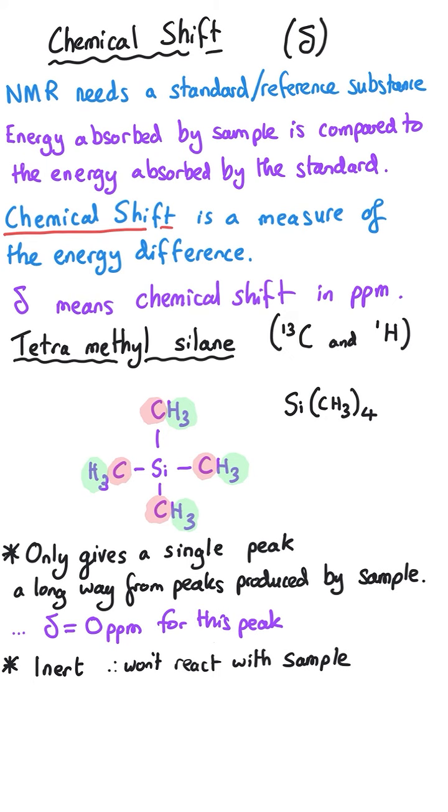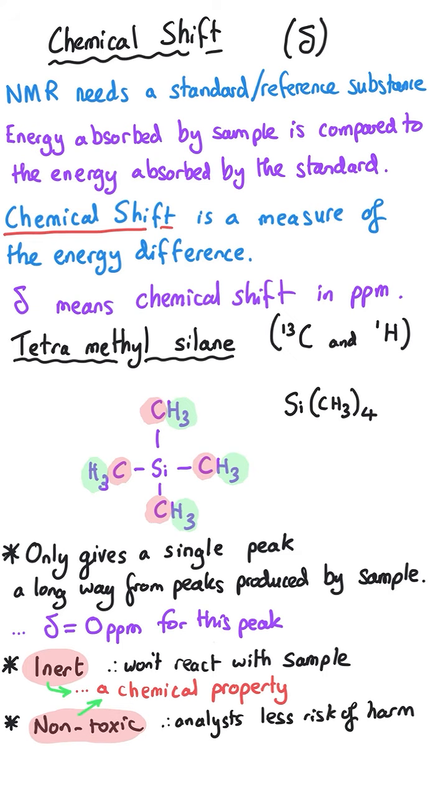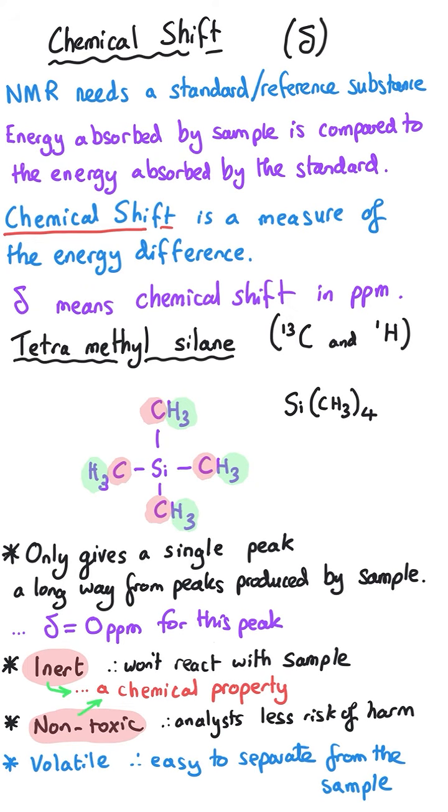So that's inert. Another reason is that it's non-toxic, which means that the people analysing the substance won't be at risk. The last reason is that it is highly volatile, which means that you can remove it from the sample really easily once you've run the NMR spectrum. And so that's a physical reason, whereas the inert nature of the chemical is a chemical reason.